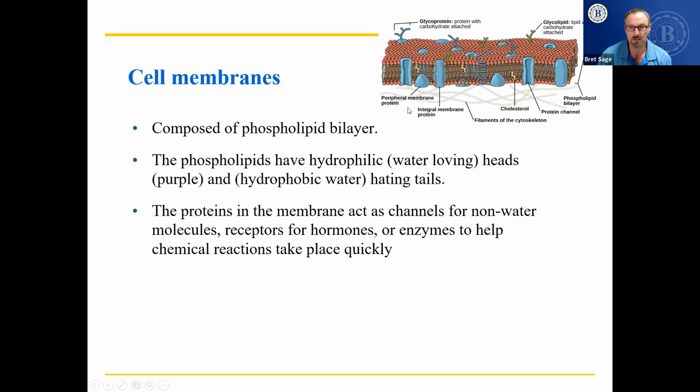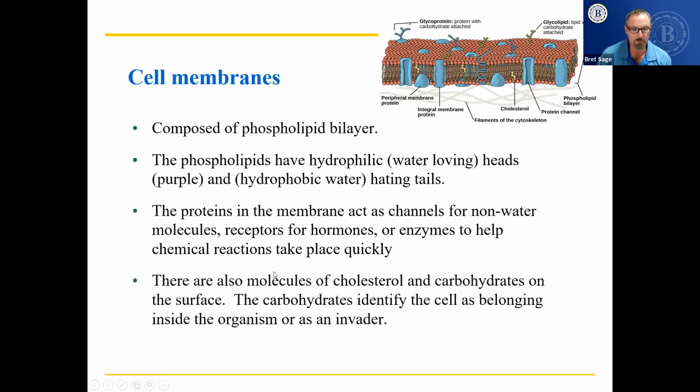Receptors for hormones. Some of these structures can be receptors and enzymes that help. For example, this peripheral membrane protein could be an enzyme that helps digest food or some other thing. There are also molecules of cholesterol, you see right here in yellow, and carbohydrates that you see sticking out of the surface here that look like these little branches of balls held together. And what that does is it helps identify the cells belonging to the self or not to the self, so your immune system can sense it and attack if it's an invader or not attack if it's part of you.